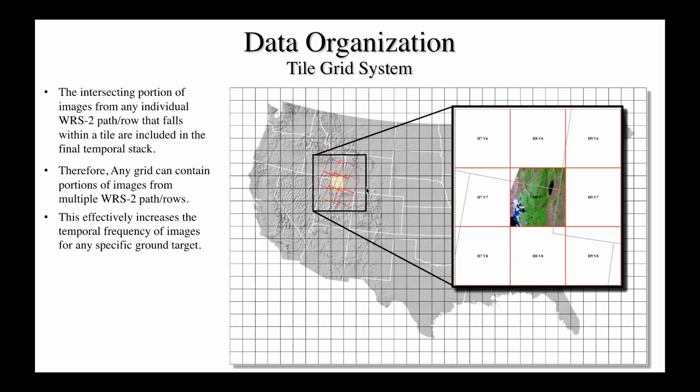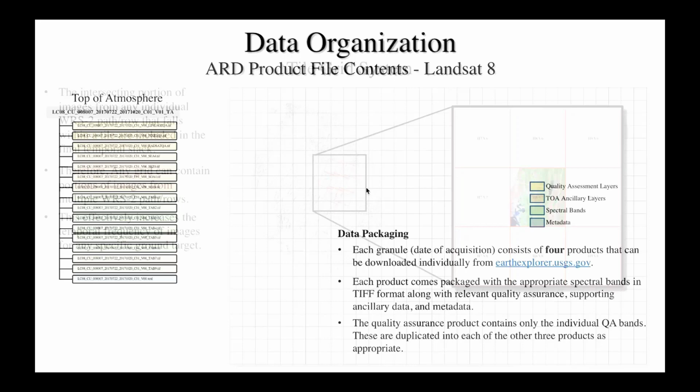So if you're just working with individual path row images, you're limited to, I guess, at least the overlap in time between Landsat 7 and Landsat 8, or one of the older sensors. Here you have the overlap of adjacent images that are all processed and ready for you to go. Okay, as far as the data organization is concerned, that's a brief introduction to the tiling system.